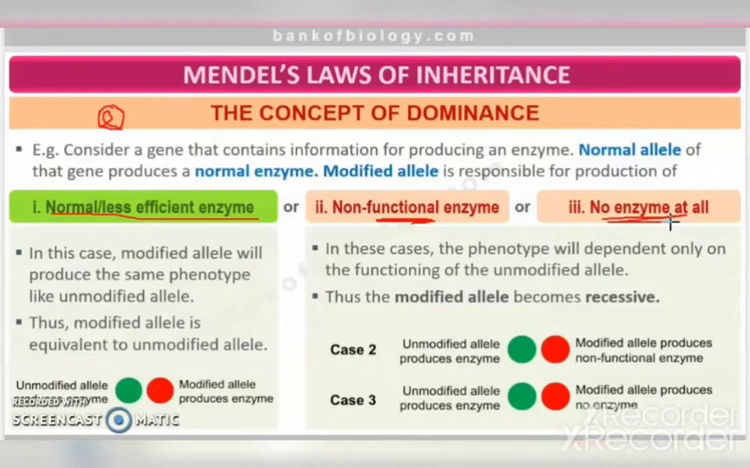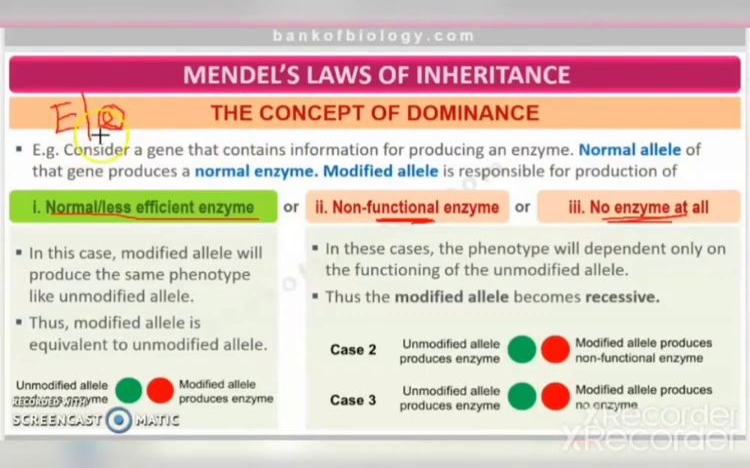Okay, so consider a gene that contains information for producing an enzyme. Normal allele of the gene produces the normal enzyme. ഇപ്പോൾ 2 alleles ഉണ്ട്. മിസ് ഇപ്പോൾ സ്മോൾ അലീലിനെ, മോഡിഫൈഡ് അലീലിനെ കുറിച്ചാണ് പറയുന്നത്. What will this unmodified allele do? It will be doing its work. Okay, so it will be carrying out its work, it will be helping in increasing the rate of the reaction, everything will be normal there.